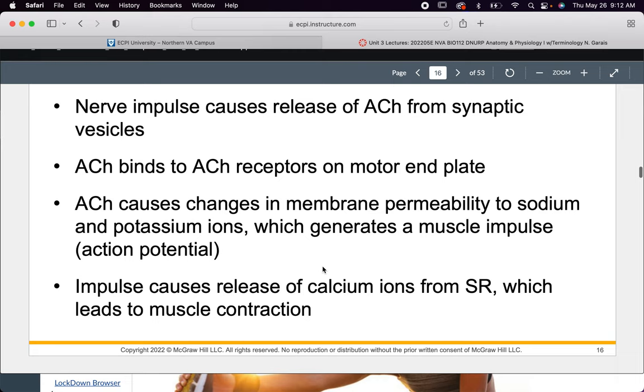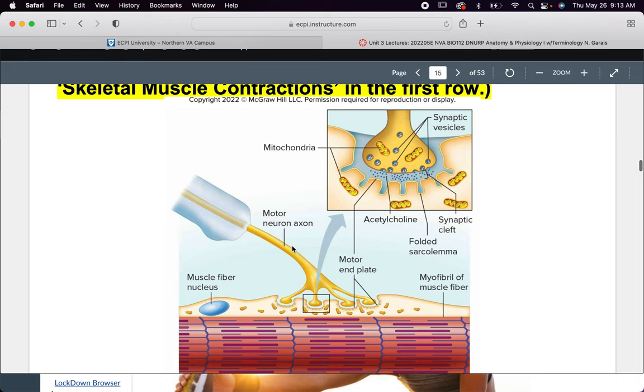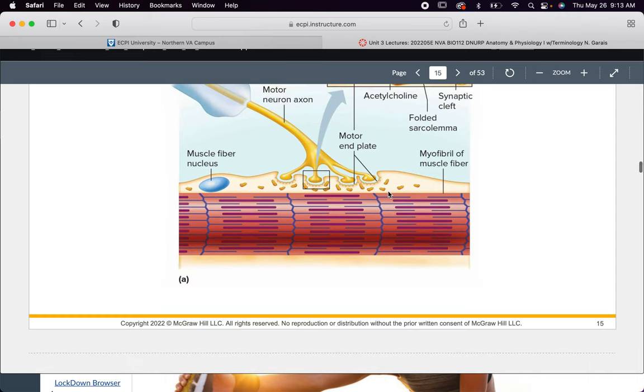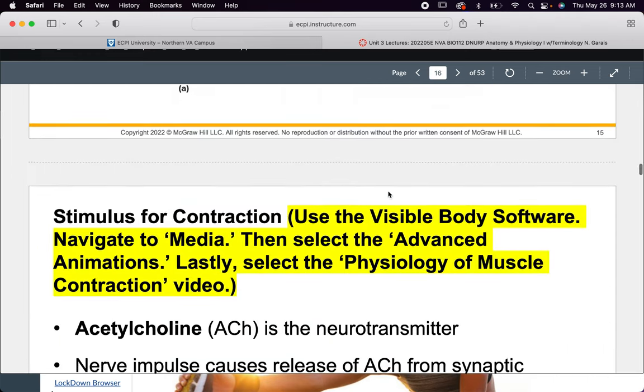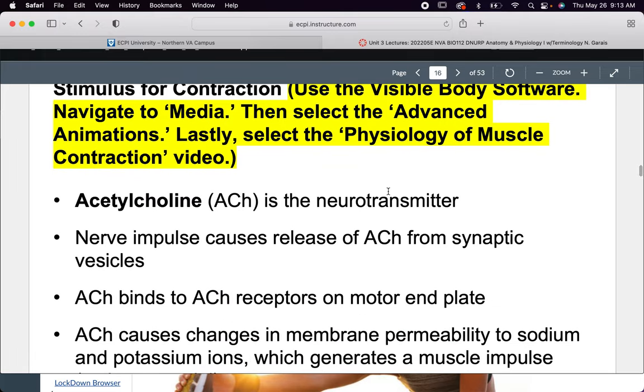Now, remember we talked about in class that that's how drugs work, if you look at here. So if I was going to give a muscle relaxant, don't you think it would be something that would block acetylcholine so my muscles can't contract very well? And I could do that with a whole bunch of things.